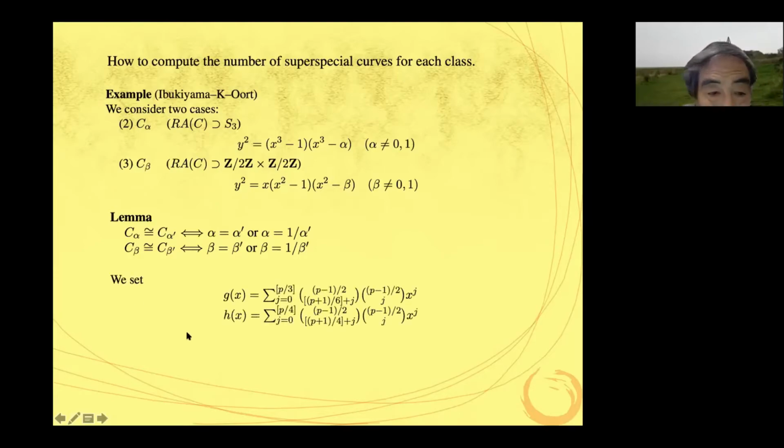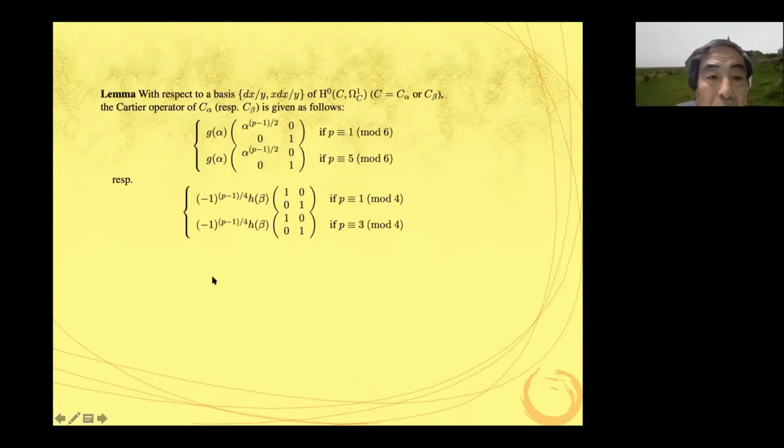And we consider a polynomial like this. The Gauss symbol means the integer part of this rational number. And we calculate the Katsura operator for curves C_α and C_β. So we calculate the Katsura operator with respect to a basis of holomorphic one-forms.